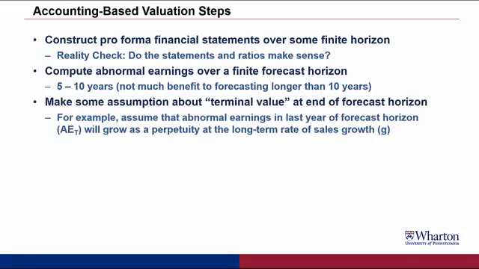But then we have to make some assumption about terminal value at the end of the forecast horizon. So we're only forecasting out 10 years, but we need the value out to infinity. So we need to figure out essentially what's the value of the company at the end of this forecast horizon. One way we might do this is to assume that the abnormal earnings in the last year of the forecast horizon would just continue to grow as a perpetuity at the long-term rate of sales growth. And here is the equation if you want to make that assumption.